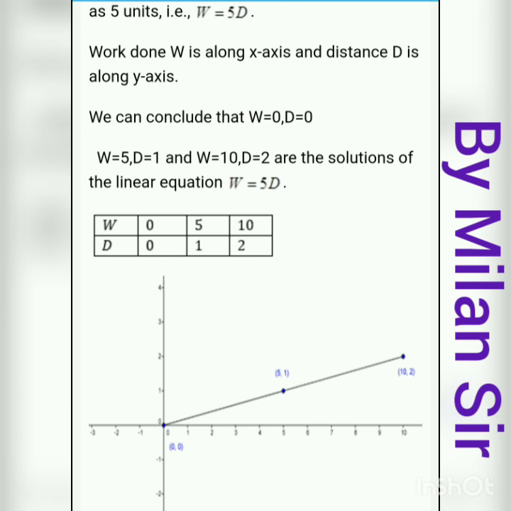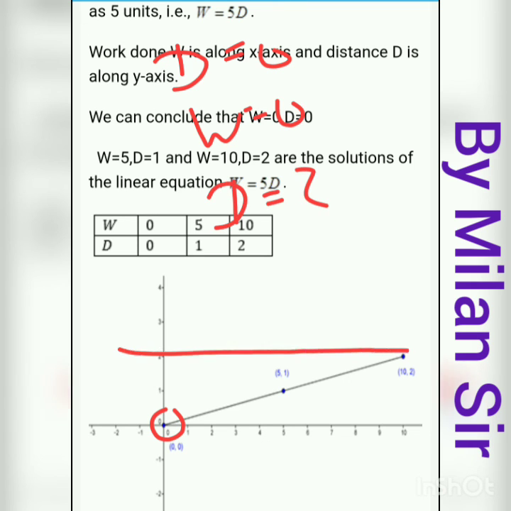Two things we need to check. First of all, 0: when D is equal to 0, then W is also equal to 0. Now here we have D equal to 2, so on the Y axis we have 10. So W is equal to 10. If your D is equal to 2, then W is equal to 10. So you can give the answer from the graph.